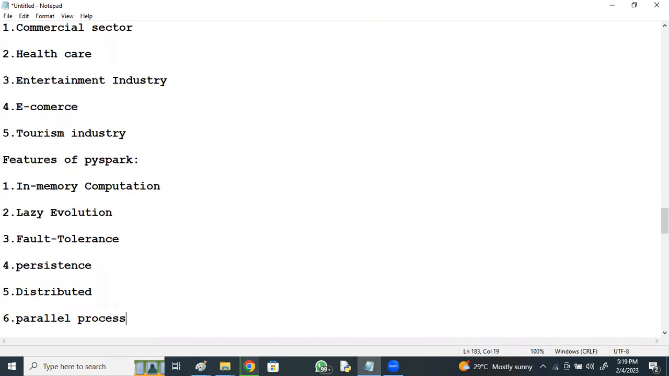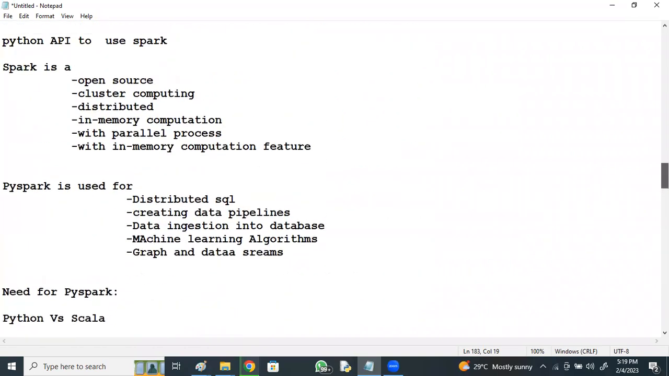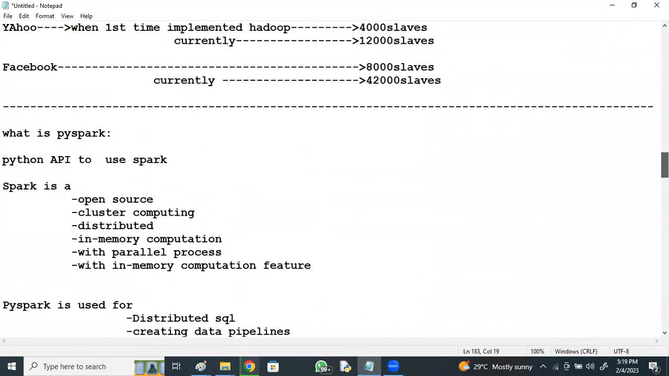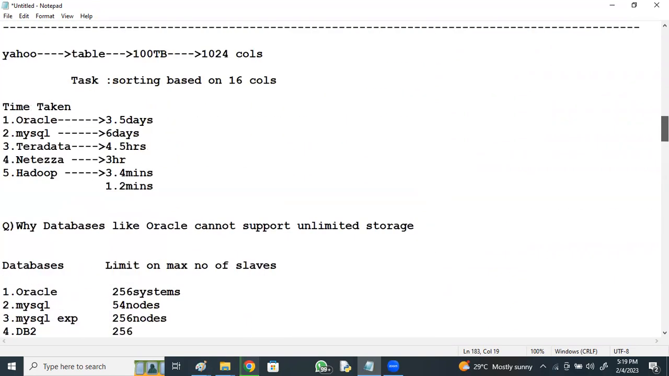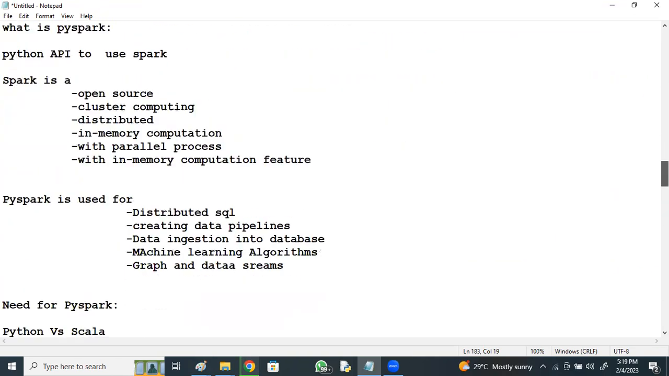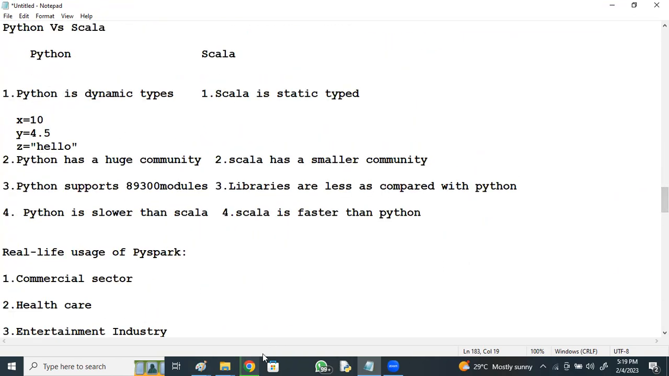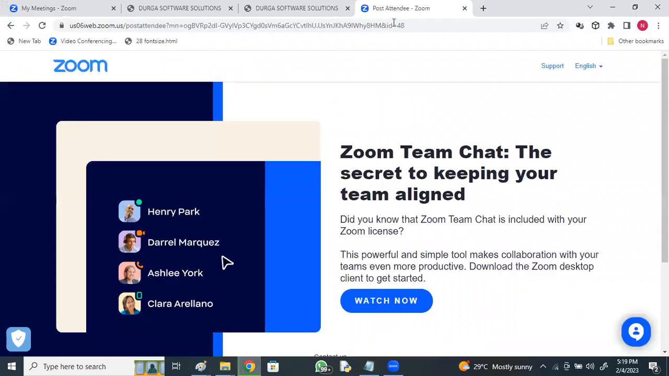Today PySpark is one of the most in-demand tools in the market, used by data engineers for huge data processing within quick time. It's open source, cluster computing, distributed, in-memory. Hadoop and PySpark combined can store and process the data. So I'll show you the course content, what I'm going to discuss as part of this.